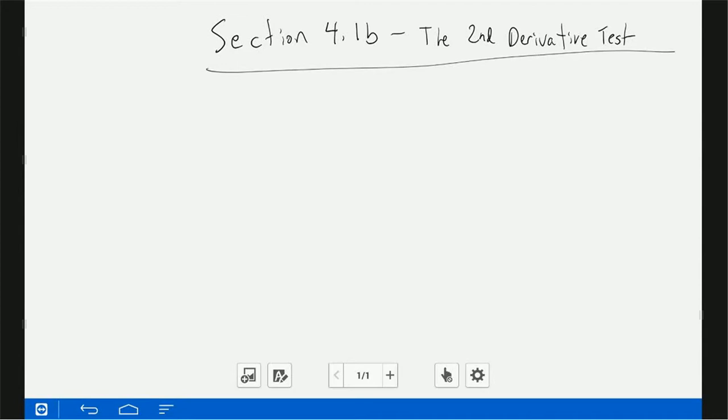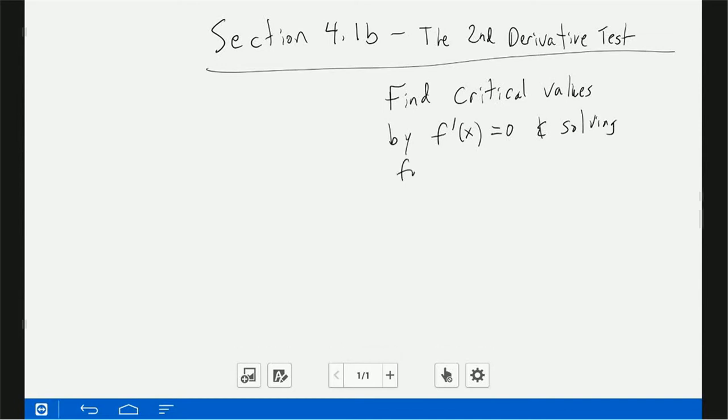So here's what we're going to do. We're going to find critical values the same way we did in section 3.4. You do that by taking the derivative, setting equals 0, and solving for x. Once you have that critical value, we'll take it and plug it into the second derivative. I'm going to use the letter C here for critical value.